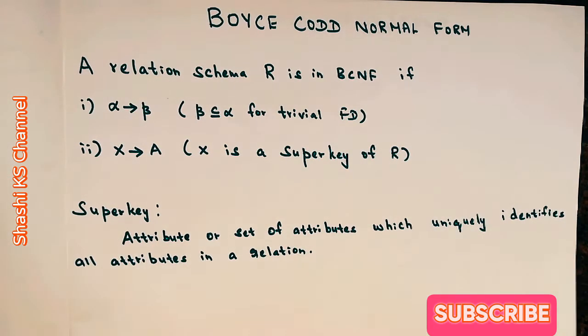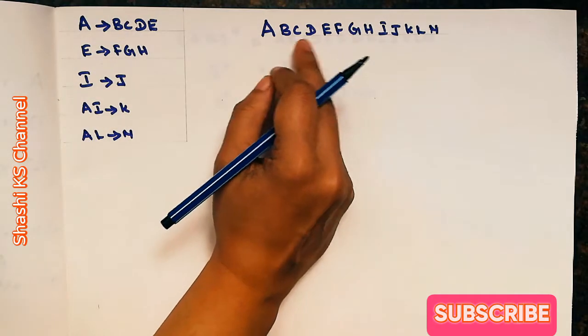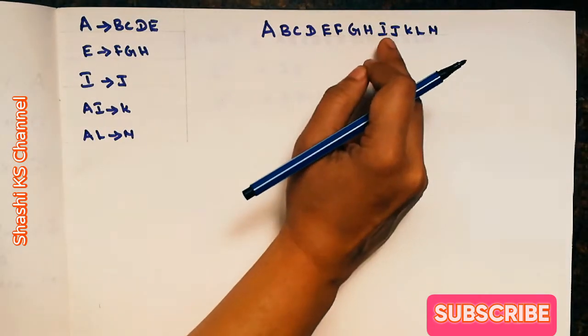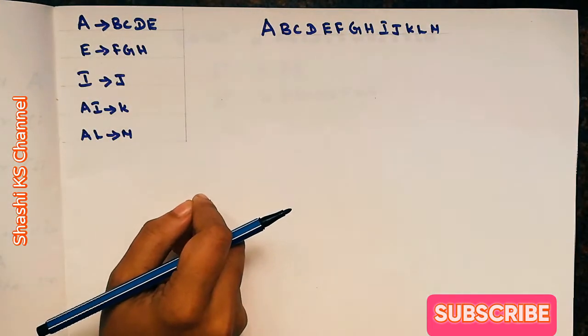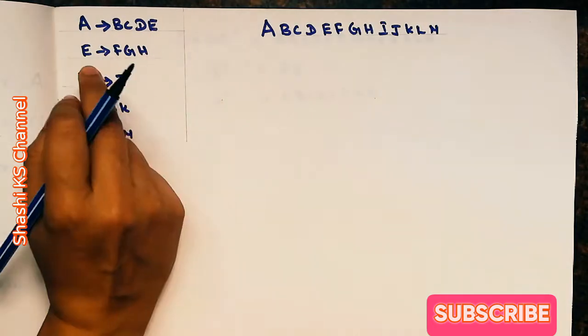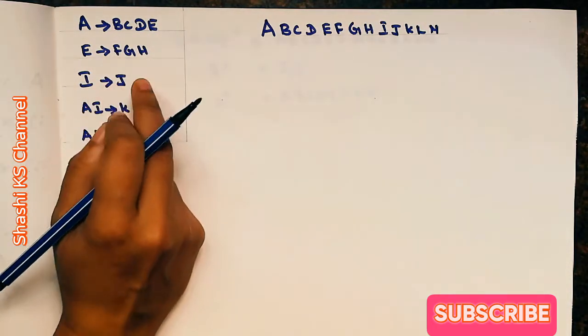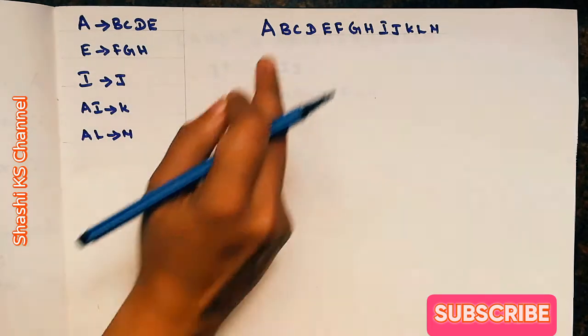So let's do that with an example. Let's say you have a relation R with the attributes A, B, C, D, E, F, G, H, I, J, K, L, M, and the following functional dependencies hold. You have functional dependencies A determines B, C, D, E; E determines F, G, H; I determines J; AI determines K; and AL determines M. So this is our relation.